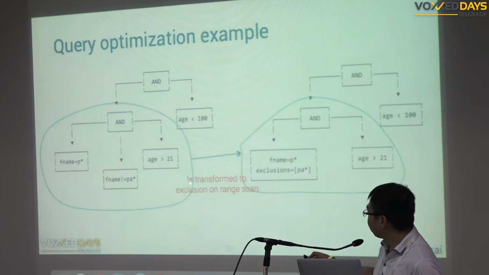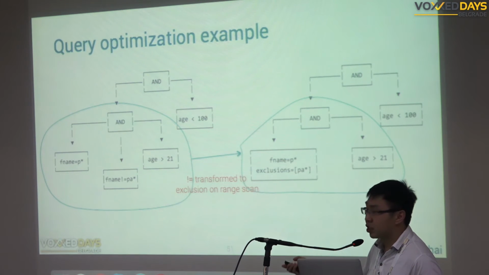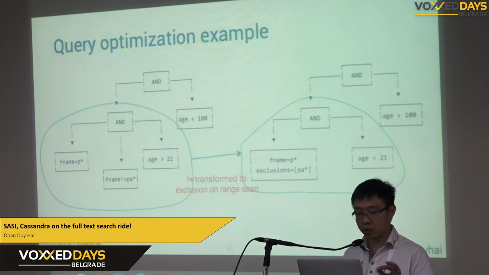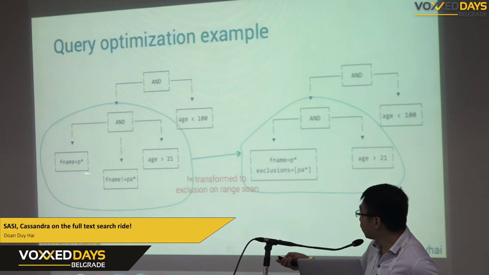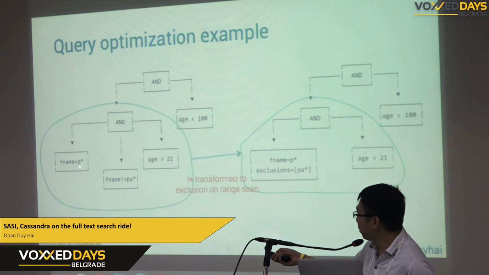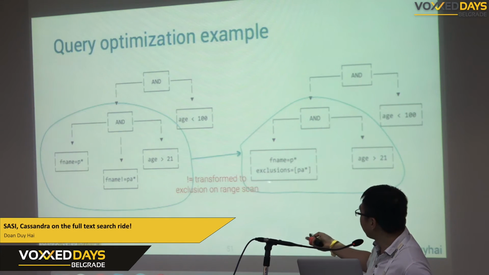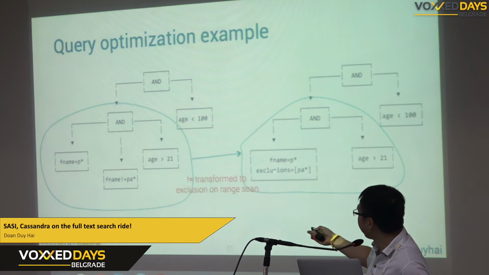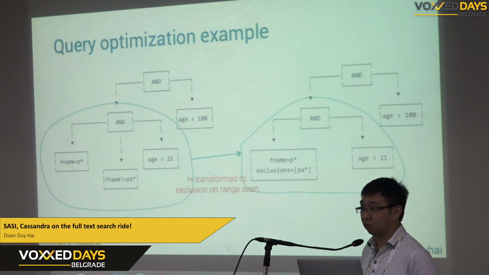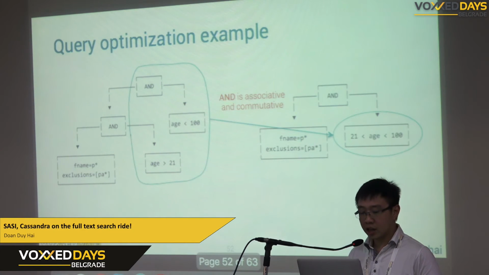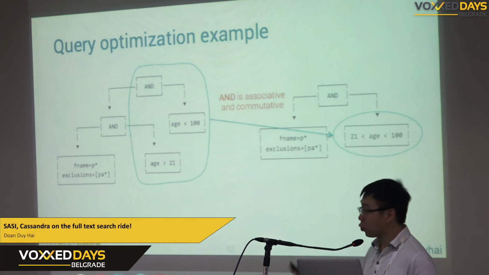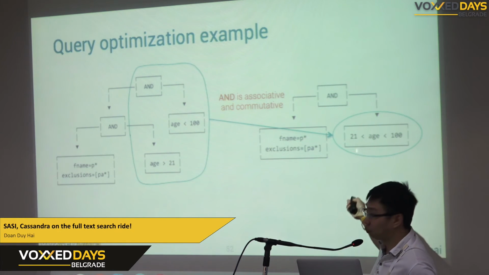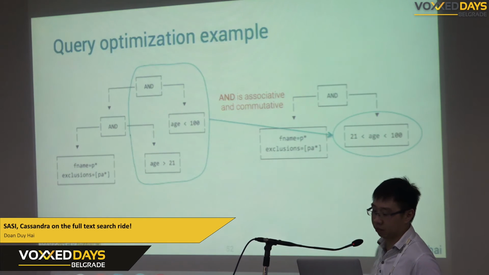Not equals is an exclusion. So it will be transformed into an exclusion on a range scan. So here you have all first names that start with P, but not PA. So it will be merged into the same predicate: start with P, exclude PA. Last optimization, again, we have two AND clauses here with the age, and we can merge them together into a range scan.